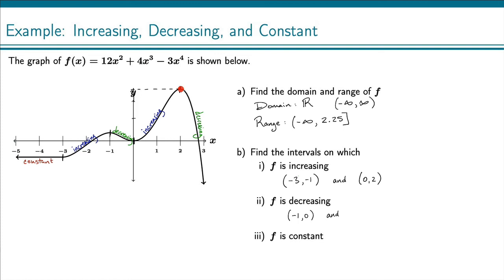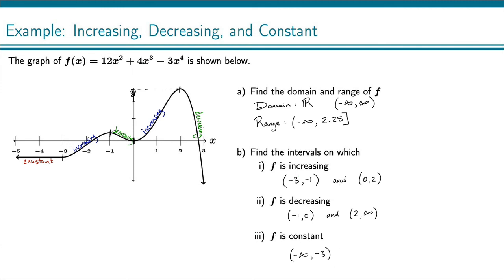And we have another one, and that is starting at 2, and it looks like it goes forever. So we'll say 2 to infinity. And finally, f is constant. That only happened right here. It looks like it's to the left forever. So that would be from negative infinity up until right here, which is at -3, where it changes.